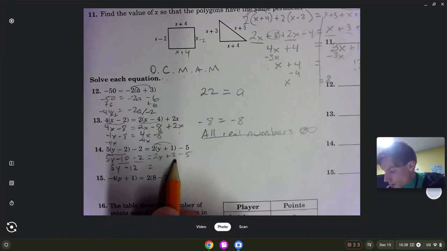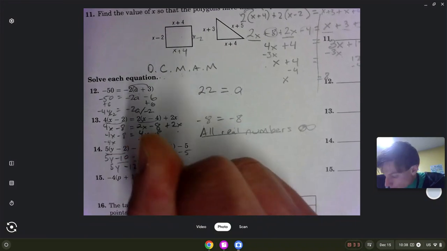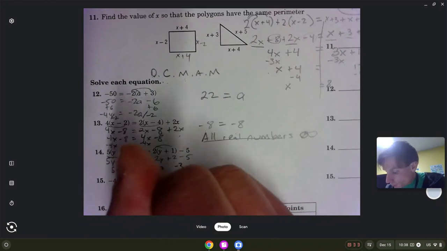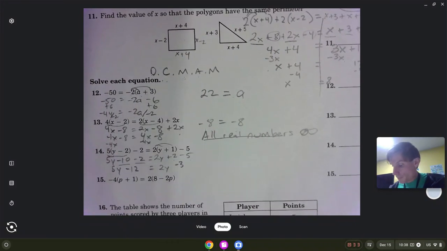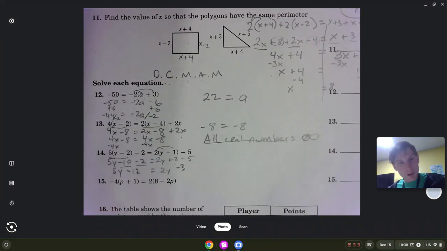Over here, combine like terms. We have a 2 and a minus 5. That becomes a minus 3. We have 2y minus 3. Okay. Now we're going to move the variable. So let's put all the variables on the same side.